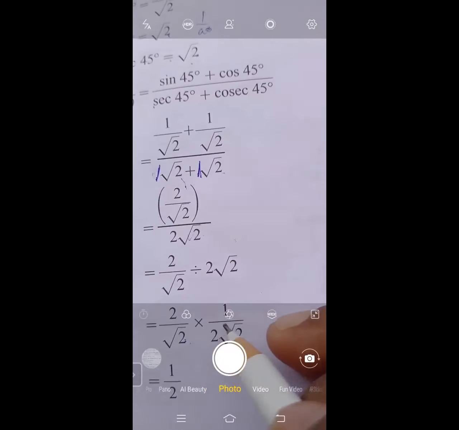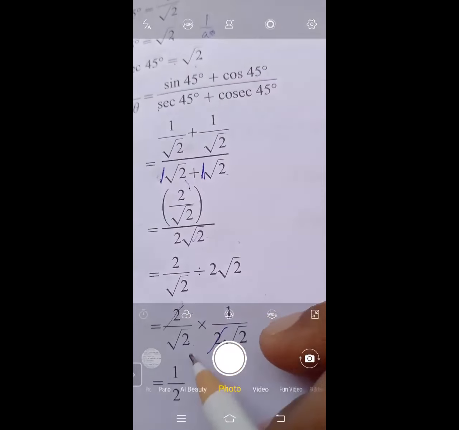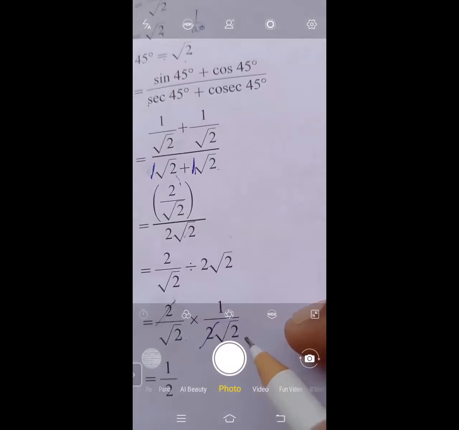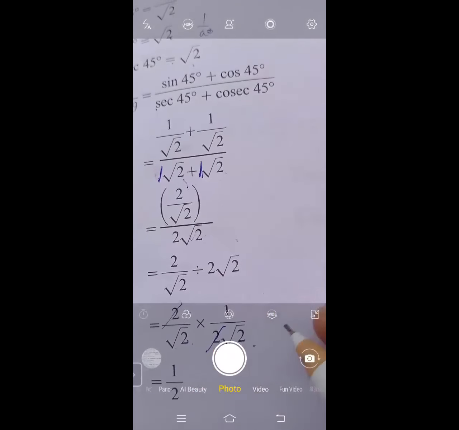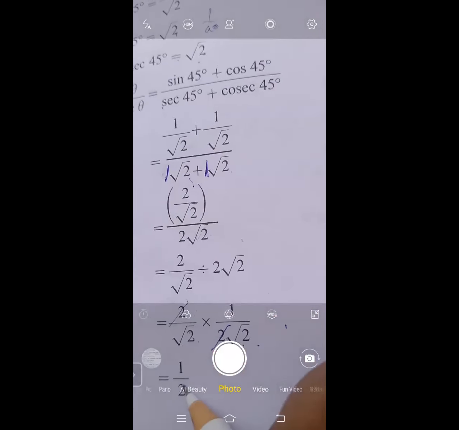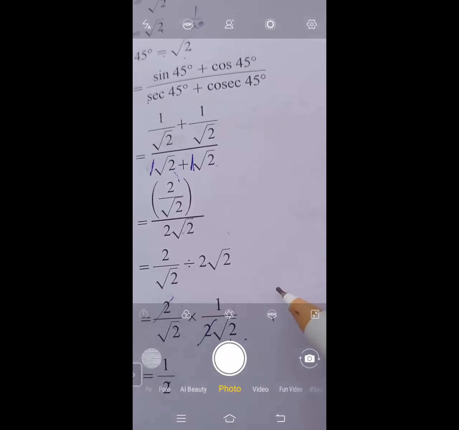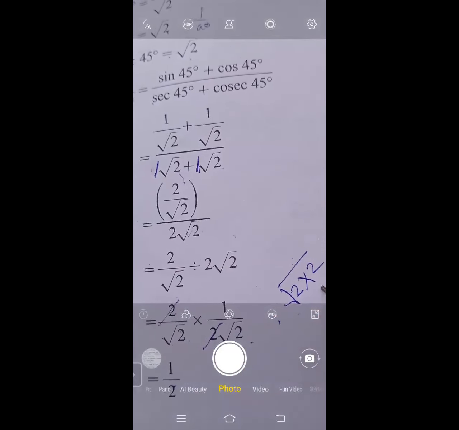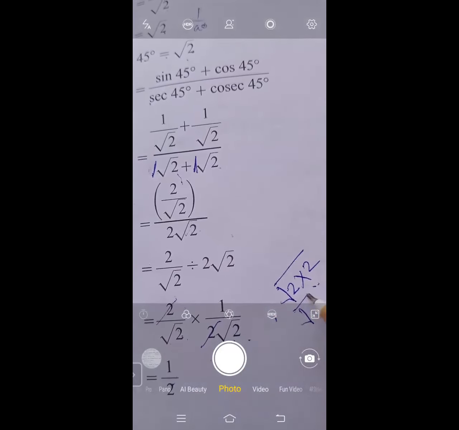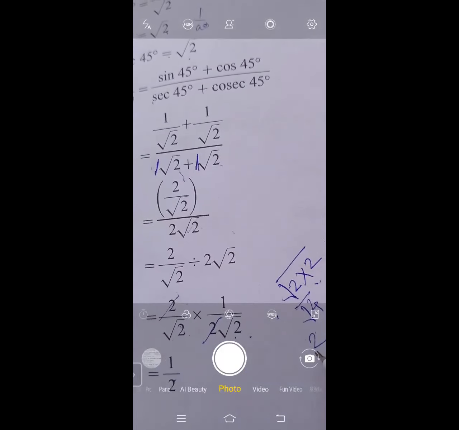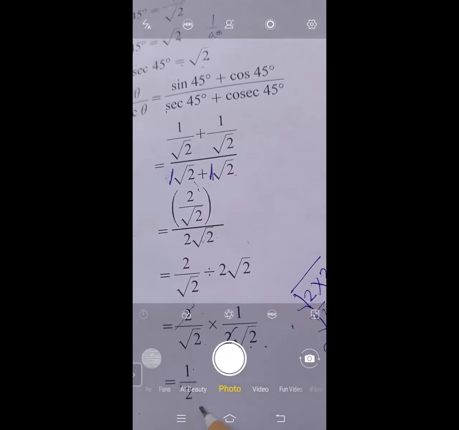Okay, so 2 gets cancelled, and what is remaining? Root 2 into root 2. We know that when we solve root 2 into root 2, we get only 2 outside. Okay, these things we know. 2 into 2, again it becomes 4, and the square root of 4 is 2, which is equal to 1 upon 2.